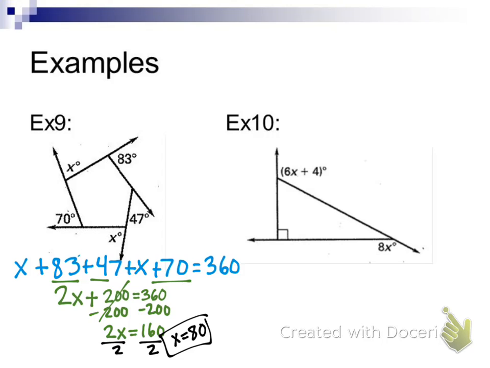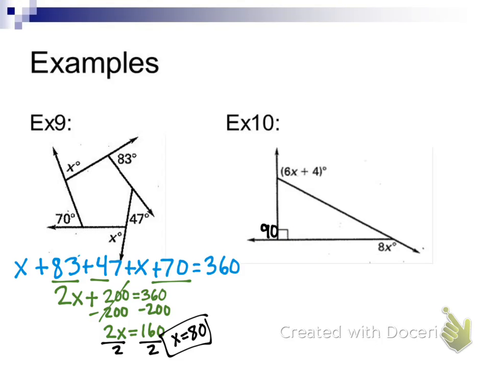Now 10's a little different. I see an angle over here that doesn't have anything on it. Wouldn't that be 90? Yes, definitely. So, when you are setting up your equation, make sure that you recognize that that is 90 degrees. The reason it's 90 degrees is because this is a right angle. These lines are perpendicular, so they're both 90.